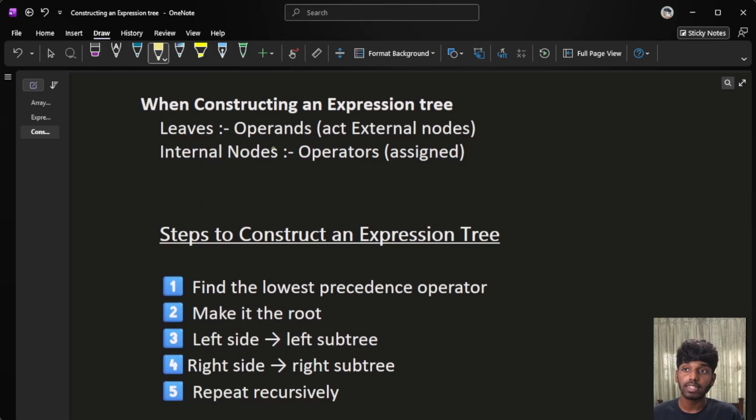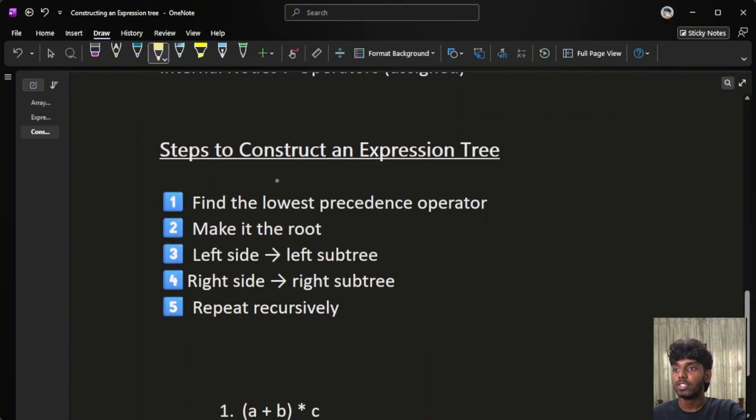So when we are constructing an expression tree, the leaves correspond to the operands, which means the operands act as external nodes, and the operators are assigned as internal nodes. Okay, so right here we have some steps to construct an expression tree. Those are the things that we follow when we are constructing an expression tree.